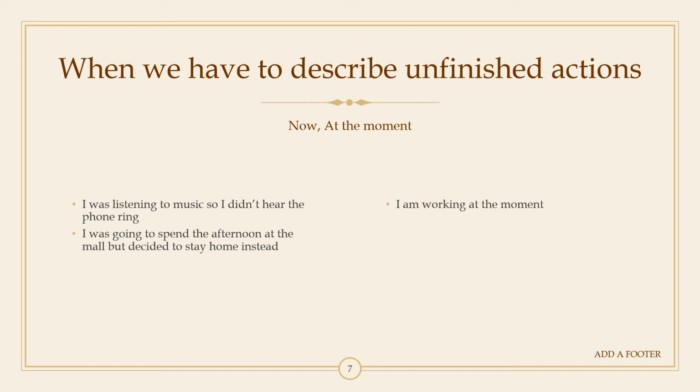I am working at the moment, right? Now there is a twist. There are no two phrases here. In other examples given here, there are two phrases, right? I was listening to music is one phrase. I didn't hear the phone ring is another phrase. I was going to spend the afternoon at the mall is one phrase. I decided to stay home instead is another phrase. But look at this sentence. I am working at the moment. So the person who is uttering the statement is continuing to work and the action is not completed.